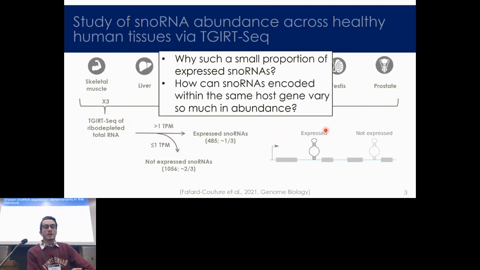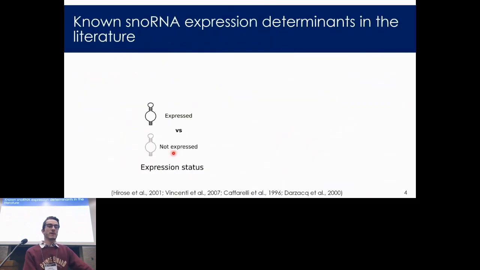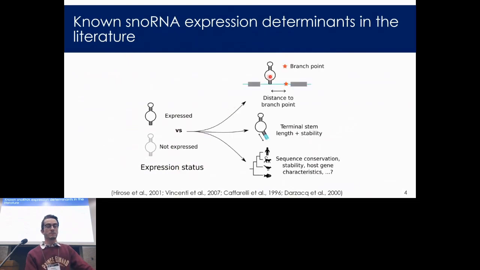So what are the known snoRNA expression determinants in the literature right now? So basically, what are the factors regulating the expression status, so whether a snoRNA is expressed or not? It was shown for a small number of CD box snoRNAs that their distance to the branch point was critical for their expression. It was also shown for a small number of CD box snoRNAs that the formation of a terminal stem was important for their biogenesis.